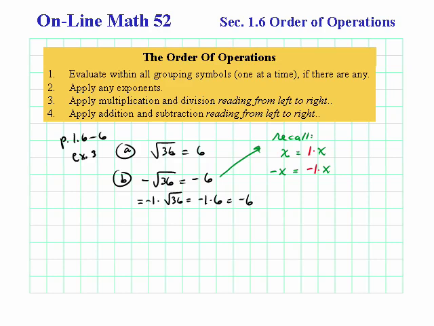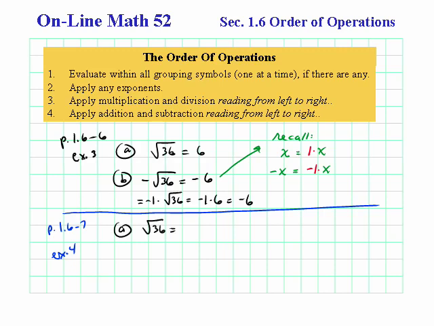Now, I'm going to keep this page right here and just draw a line. We're going to move on to page 1.6-7 and look at example 4. This time, we're going to see something similar but different. Definitely different. It starts off just the same way. A, square root of 36 equals 6. B, negative square root of 36 equals negative 6. Now, here's the thing that's different.